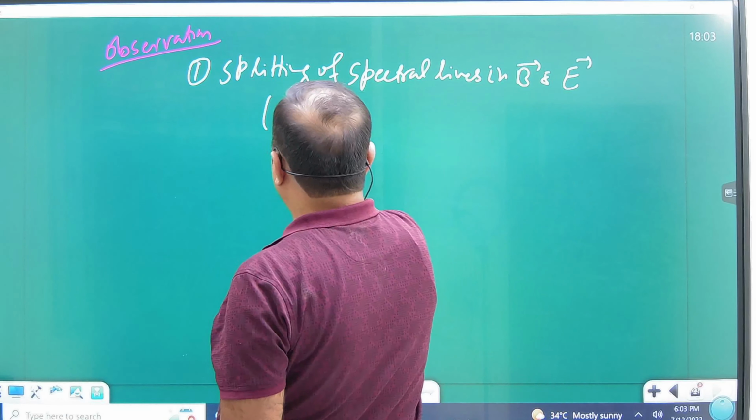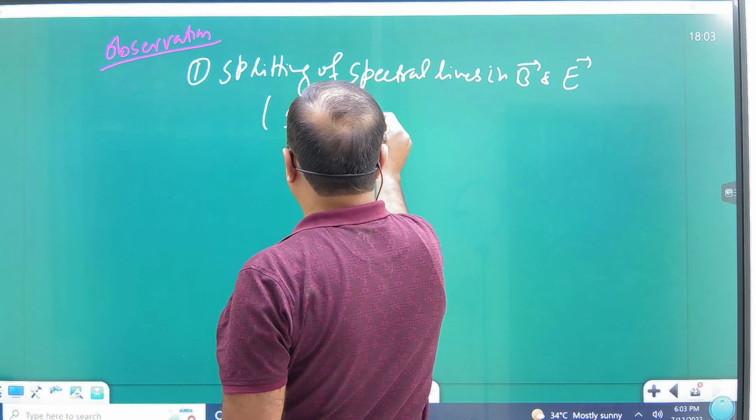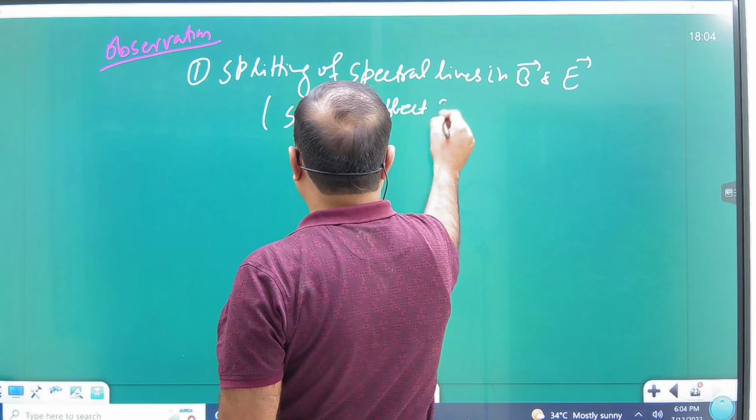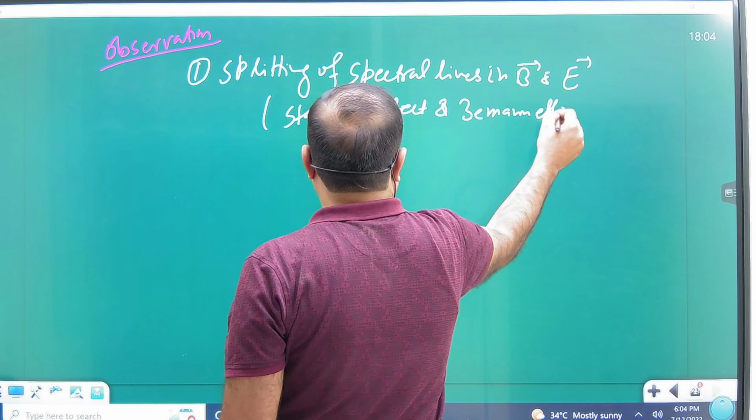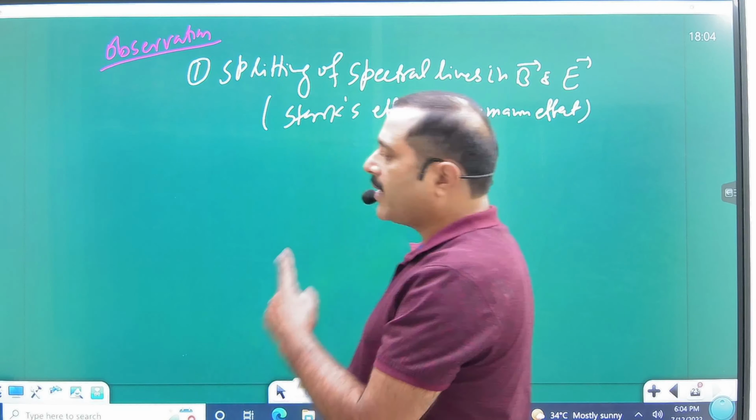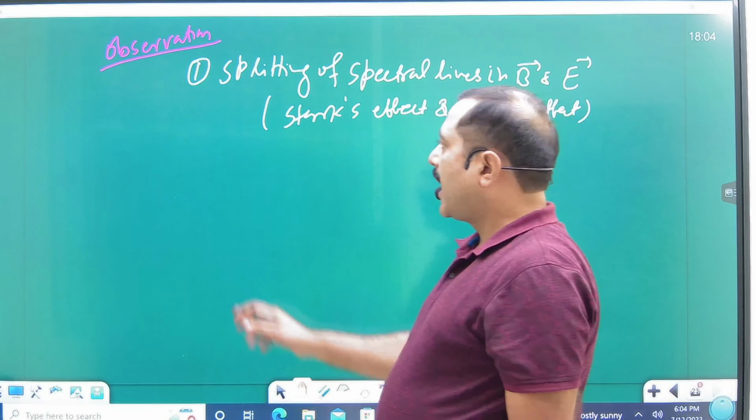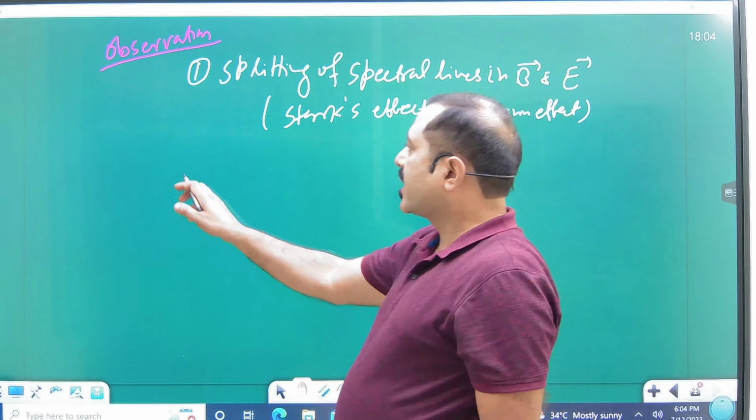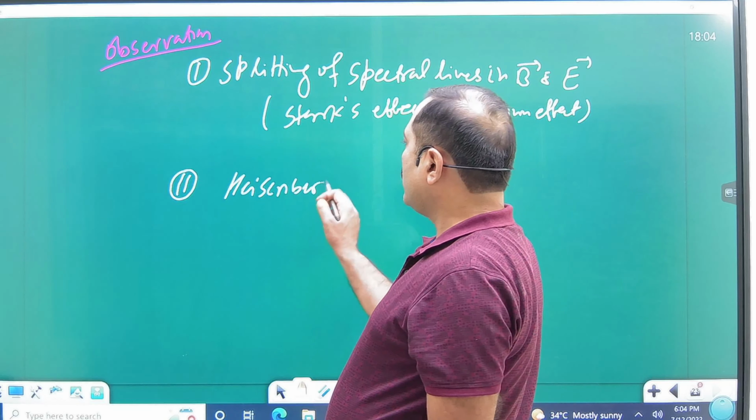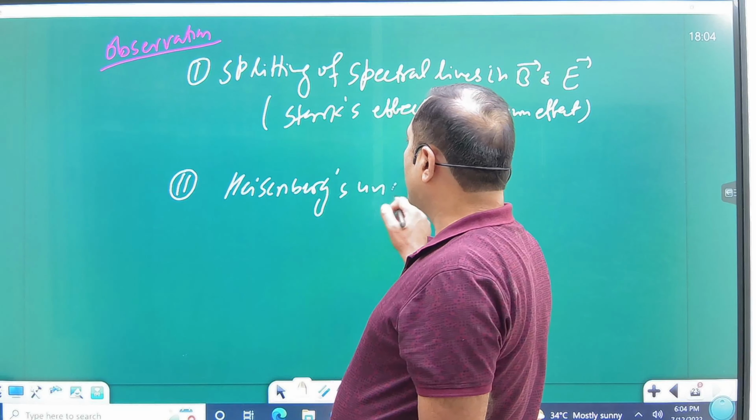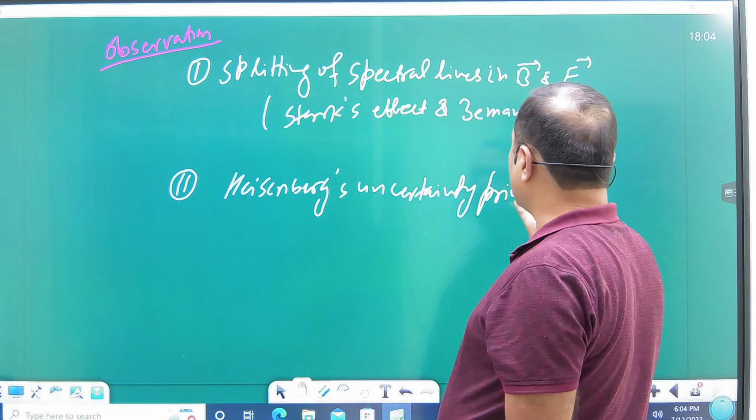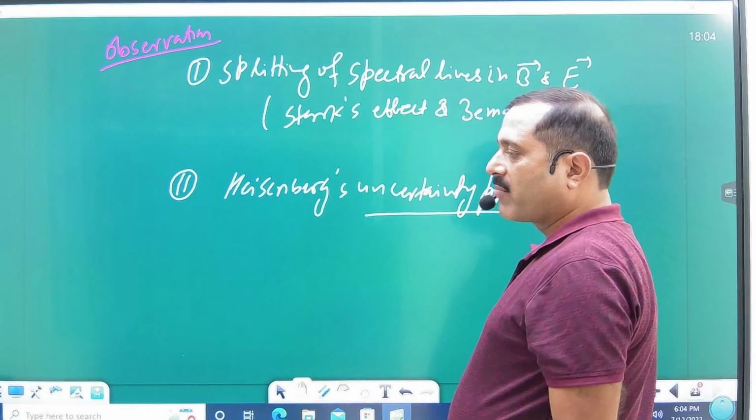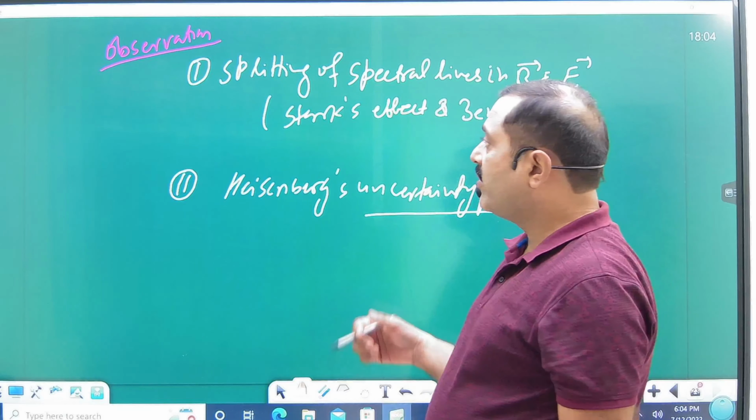That is the Stark effect and the Zeeman effect, not explained, which was an experimentally observed fact. And second one, Heisenberg's uncertainty principle. And as we know, Heisenberg's uncertainty principle is the severest blow on Bohr's atomic model. Severest blow.